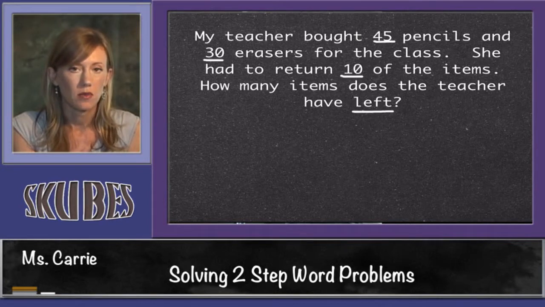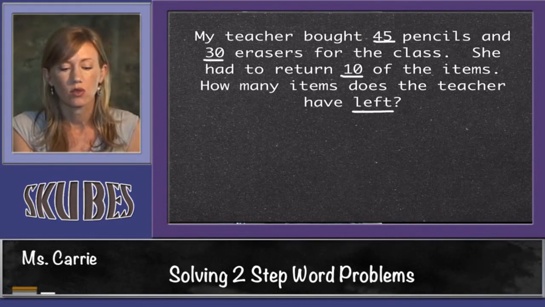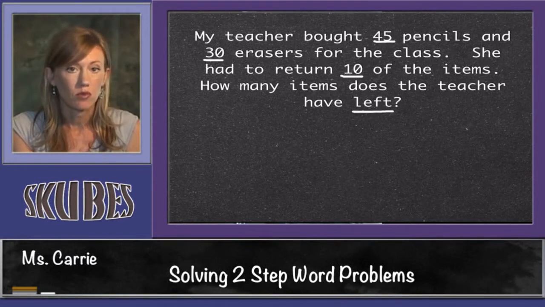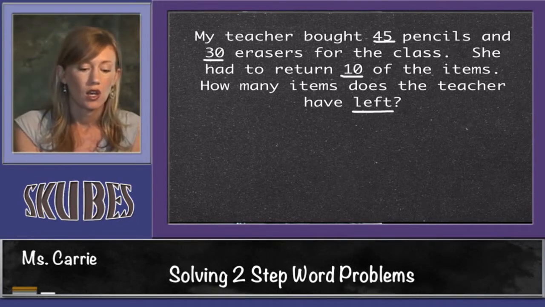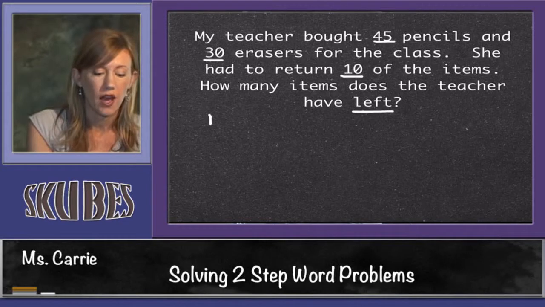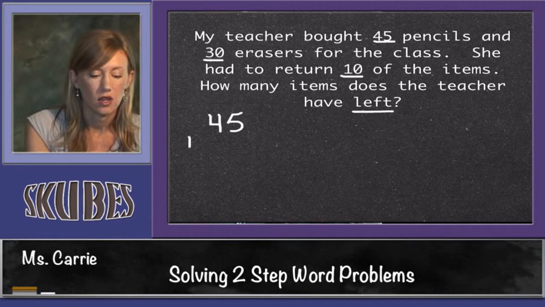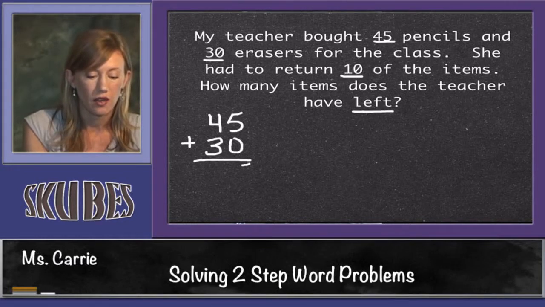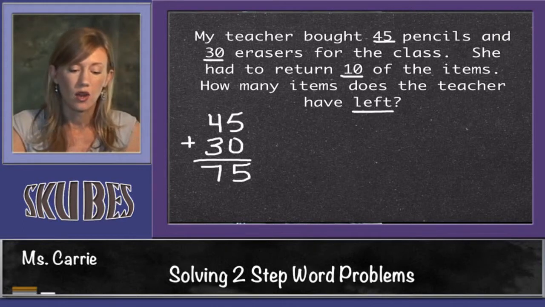All right, let's go back to the beginning. My teacher had 45 pencils and 30 erasers, and she's going to return 10 of the items altogether. So first we have to find out how many items she has. So we're going to say 45 plus 30, because we need to see how many items she has. 5 plus 0 is 5. 4 plus 3 is 7. So we know that the teacher had 75 items.